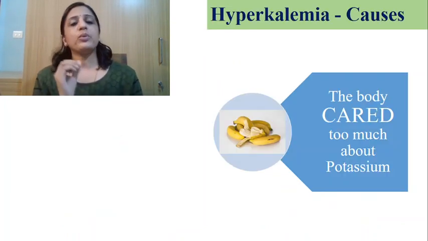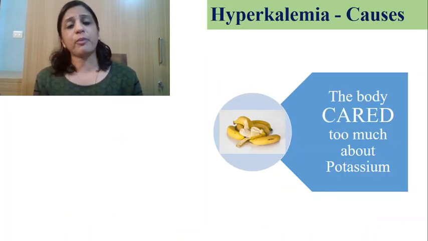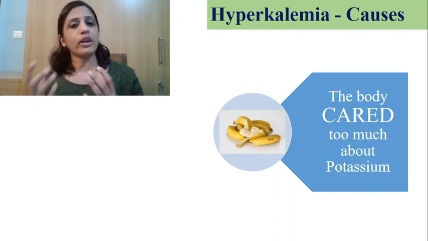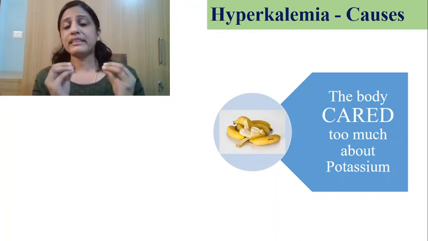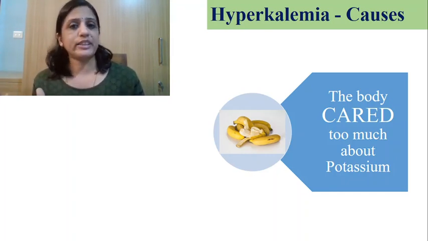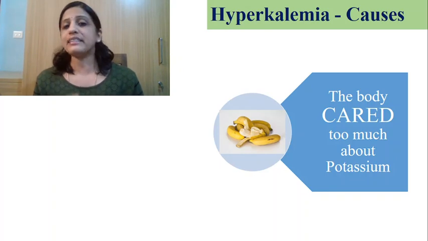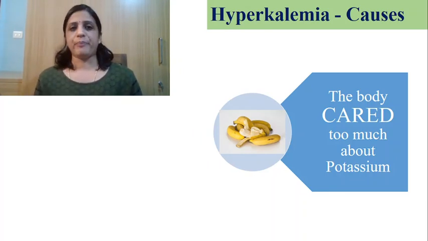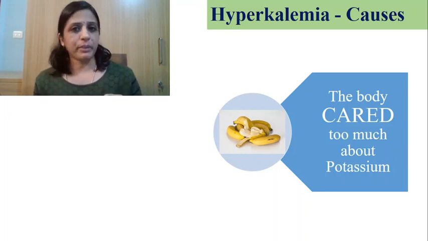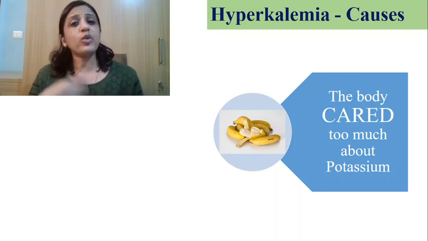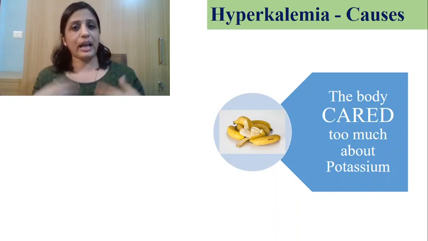Now coming to remembering. In this video, I'll be discussing only hyperkalemia. So what is hyperkalemia? When the serum potassium is above 5 milliequivalents per liter, you call that condition hyperkalemia. What are the causes of hyperkalemia? We have a mnemonic to remember that. It's a very easy mnemonic. The body cared too much about potassium. That is why there is hyperkalemia.